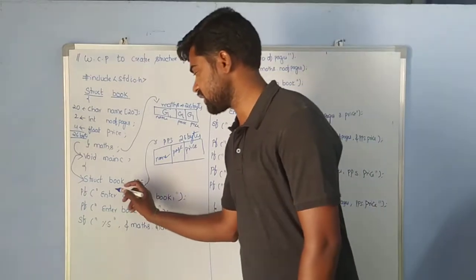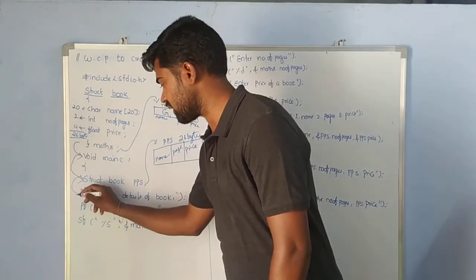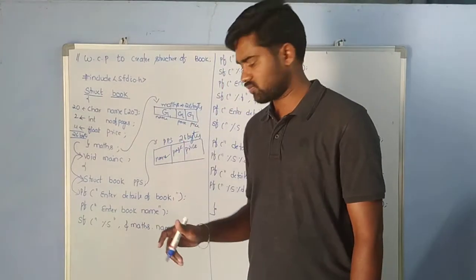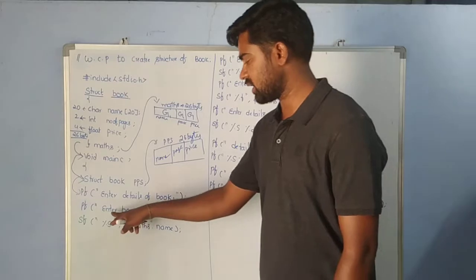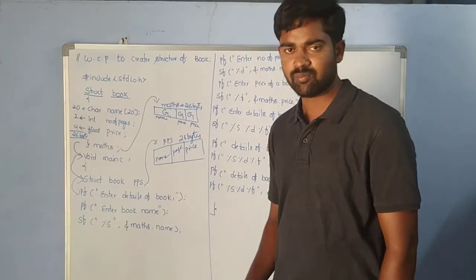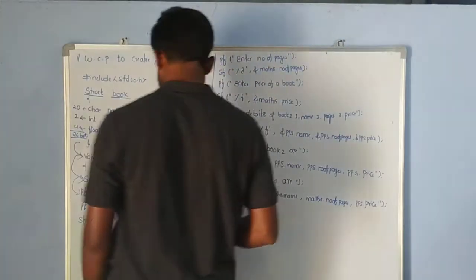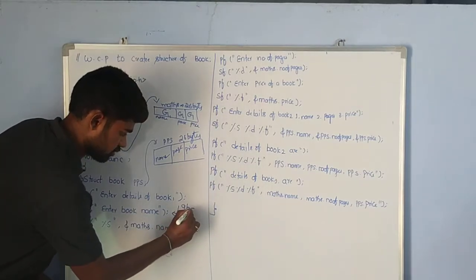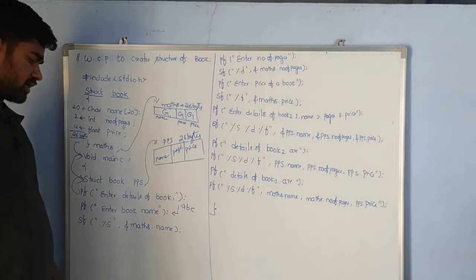Then after this, what will happen? We are going to enter the details of a book, which book? The mass. Then what will happen? Enter the book name. We are giving the book name. What is the book name here? My book name is ABC. Now what will happen?